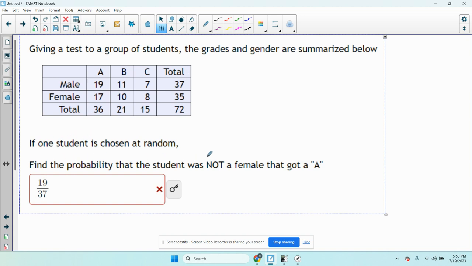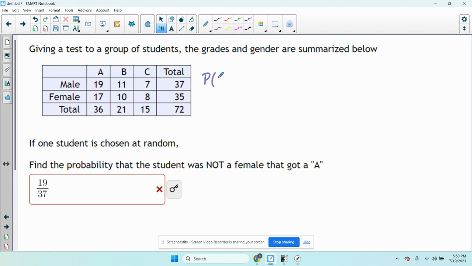Now this says find the probability that a student was not a female that got an A. So if we're going to find the probability of not something, it'll often be easier to just find the probability of that thing and then find the complement. Female and A. So what is the probability of selecting a female that got an A? Well, there's 72 people total. So of the 72, females that got an A is 17 out of 72.